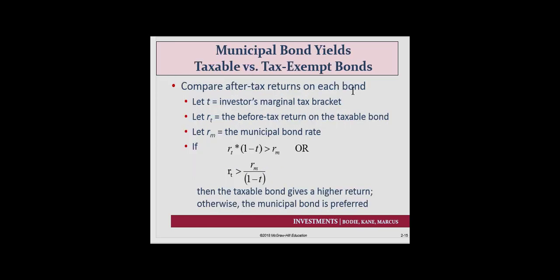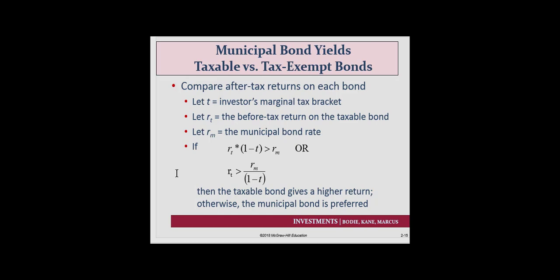So let's think a little bit about taxes. If you have a corporate bond, you would have to pay taxes at the federal and state level. A federal bond, a United States Treasury bond, you would pay federal taxes, but you wouldn't pay state and local taxes. For a municipal bond, you would pay federal taxes, you would pay state and local taxes, but you wouldn't pay federal taxes.